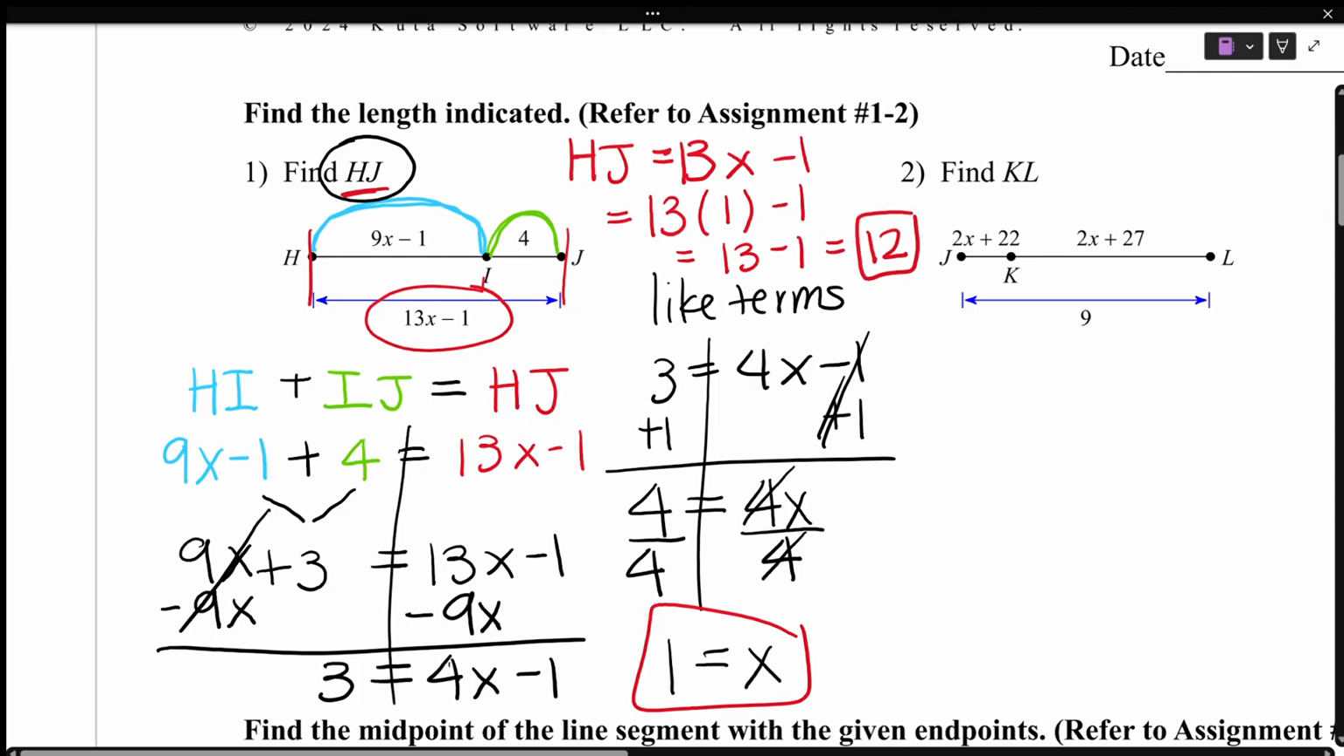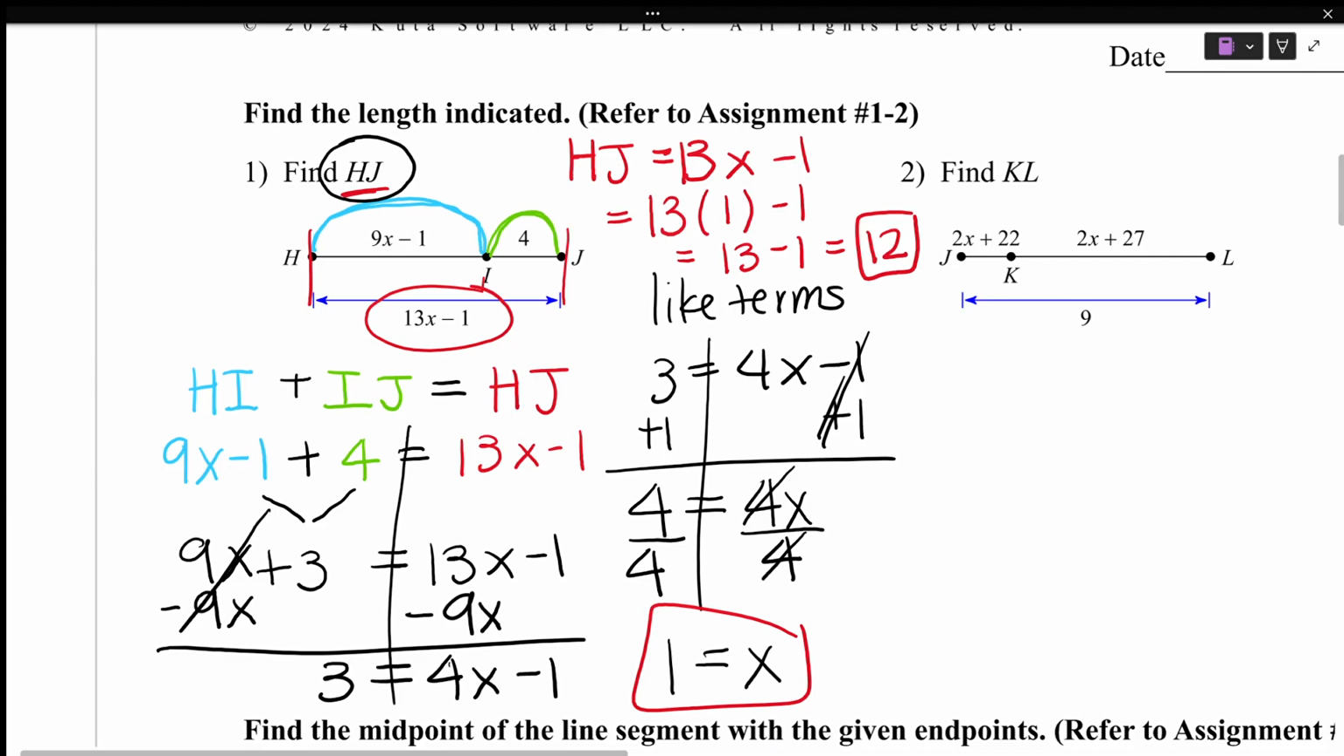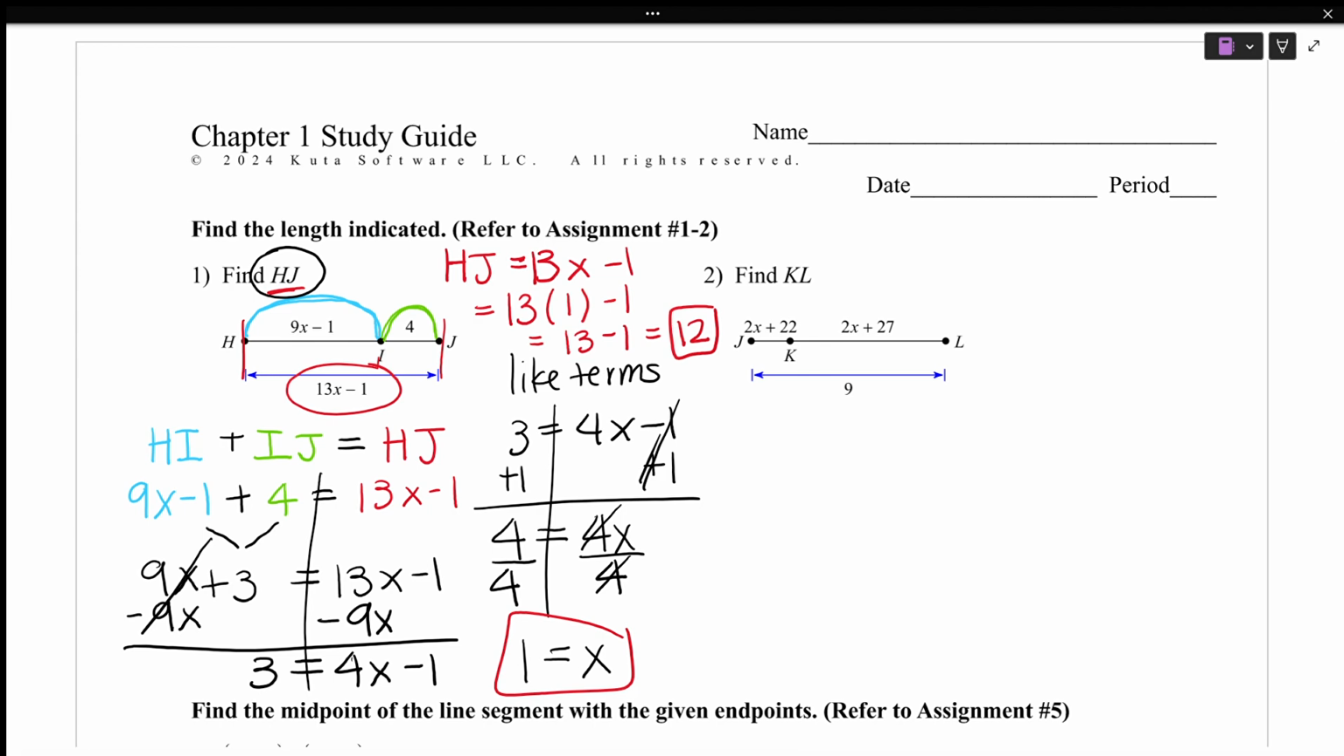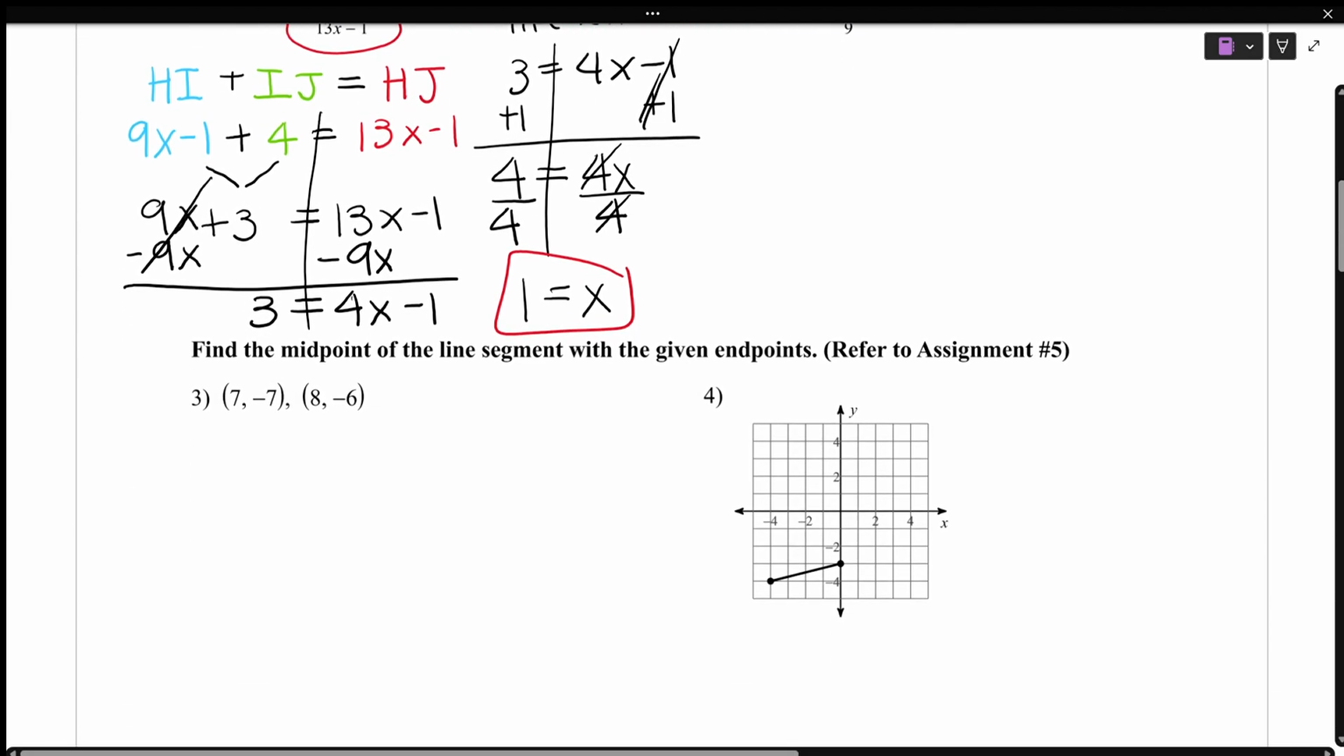That's how I want you to do these types of problems. So go ahead, try number 2 out. The answer key is already posted on Schoology. Try it out, and then look through the answer key to see if you're correct.